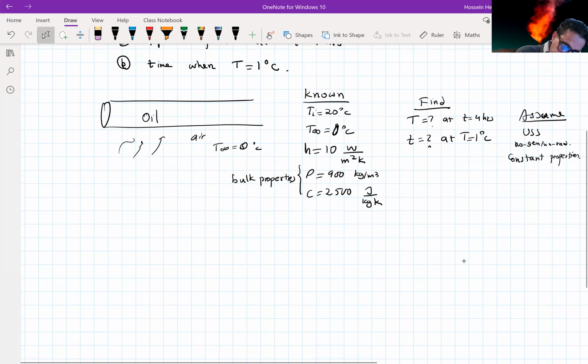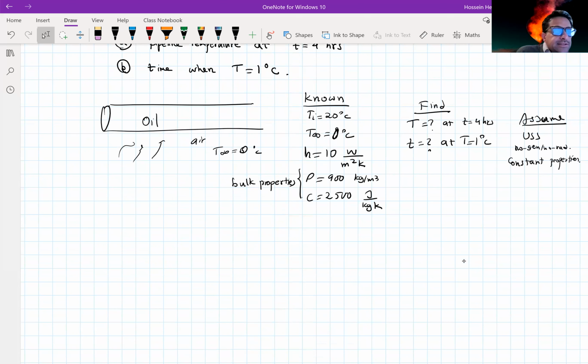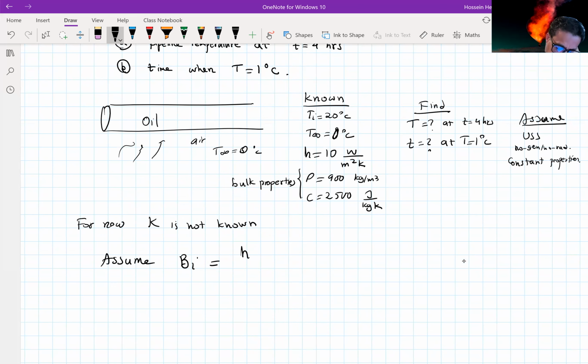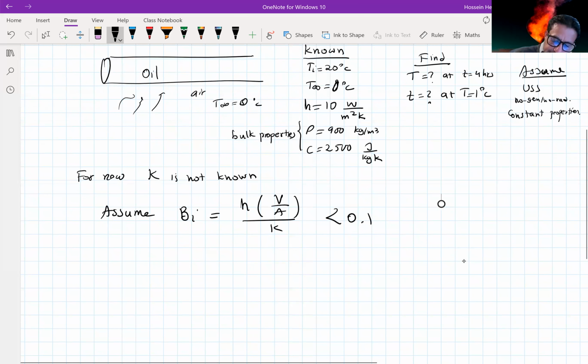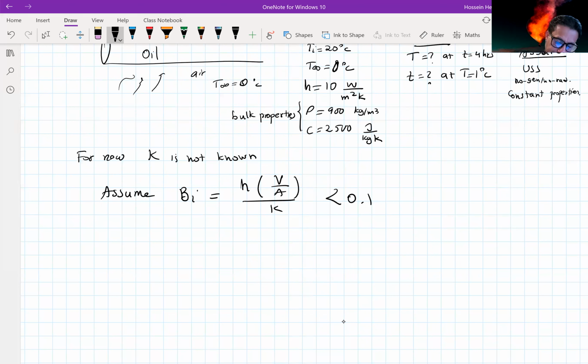And the other thing: k is not given, so we don't know the k of this system. So for now, k is not known. Typically the first thing we do is evaluate the Biot number, but here let's assume the Biot number, which is h times V over A, divided by k, is less than 0.1, and the lumped capacitance model is valid.